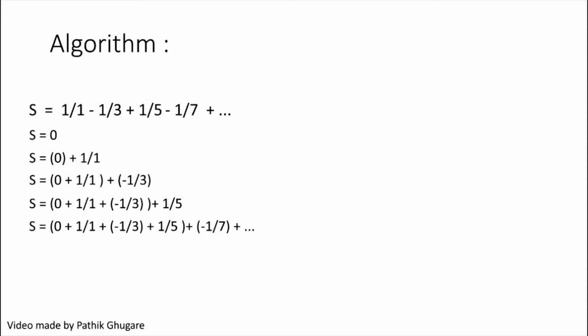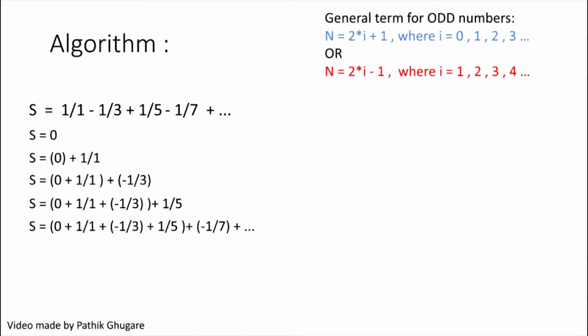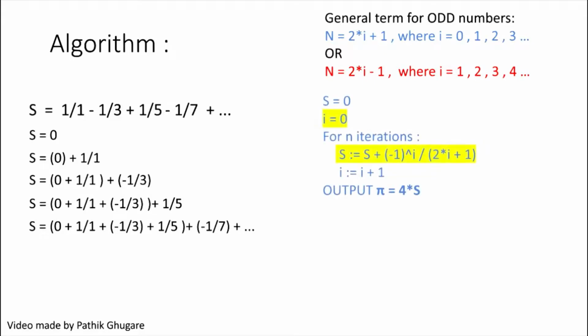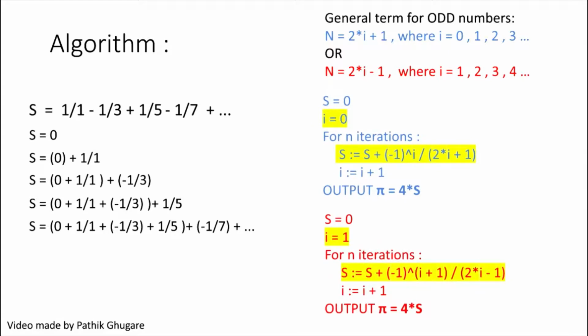There are 2 ways to express odd numbers. One where I starts from 0, and one where I starts from 1. So respectively there will be 2 ways depending on initialization of I. So in these 2 algorithms difference can be seen in term which we are adding.